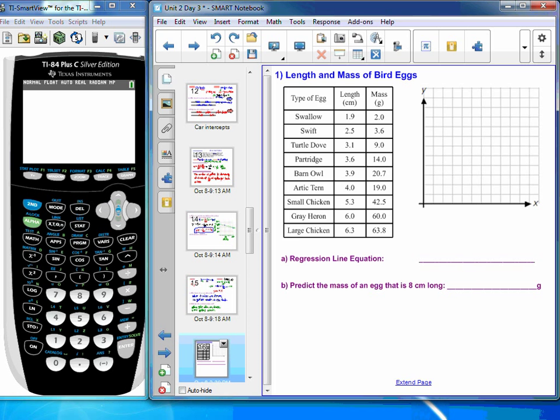On our graphing calculator, we'll enter the data that gives the length and mass of vertex. Typically, do my independent variable values, my x values, come from the first column or the second column when given tabular data? Which one are the x's? Margo? First. The first.